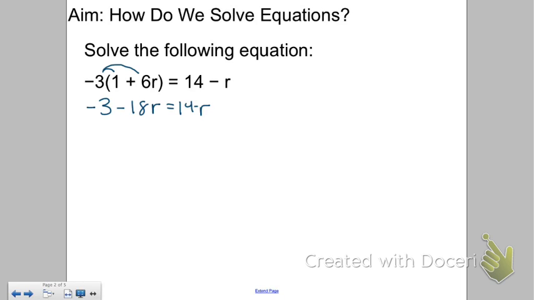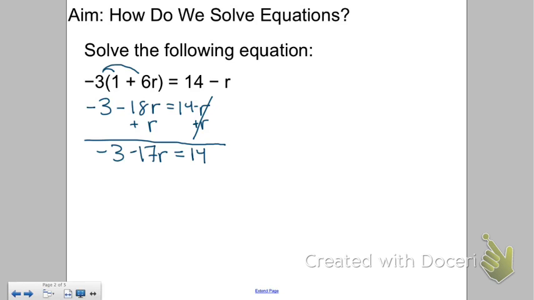So I ask myself, what side are the variables on? The variables are on both sides. So I decide I'm going to move my variables to the left-hand side. So I can add r and add r. My negative 3 comes down. Negative 18r plus r is negative 17r equals 14, and negative r plus r cancels out.